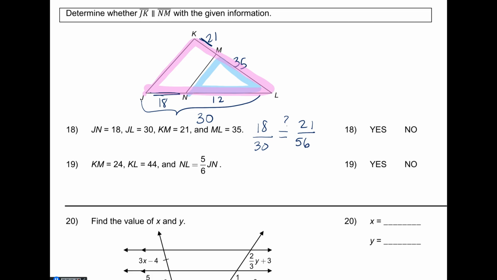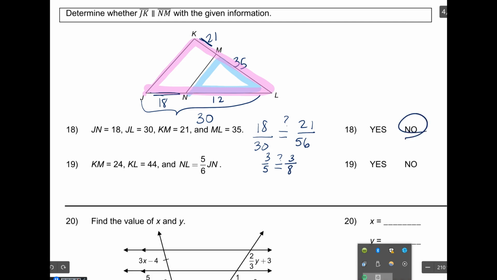If I simplify these fractions, 18 and 30 both have a factor of 6. If I divide both of them by 6, I have 3 over 5. Is that the same thing as 21 and 56, both factors of 7? 21 divided by 7 is 3, 56 divided by 7 is 8. Okay, 3/5 and 3/8, that's not the same thing. No, it's not the same ratio. We can't do that. Alright, and then I need to erase this so I can show you the other one.